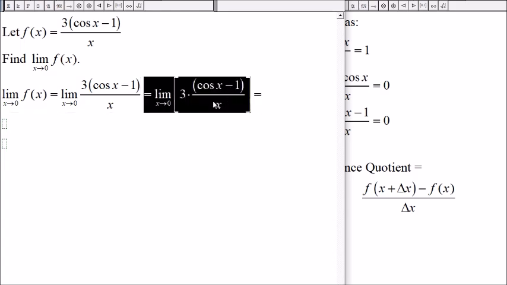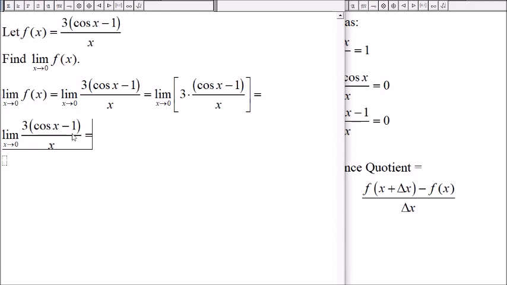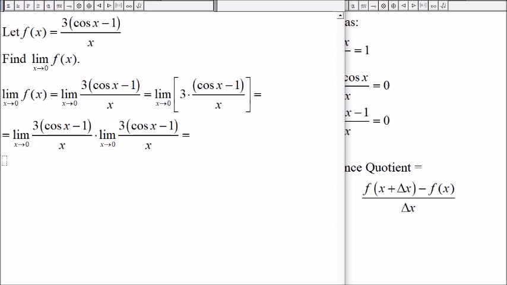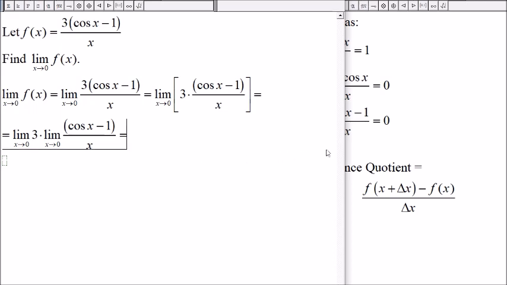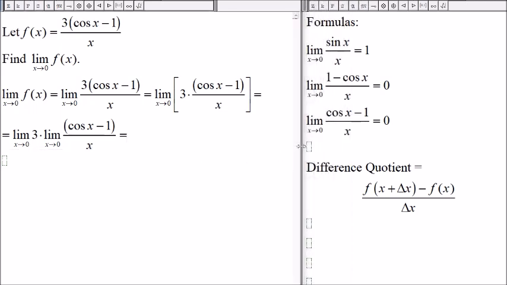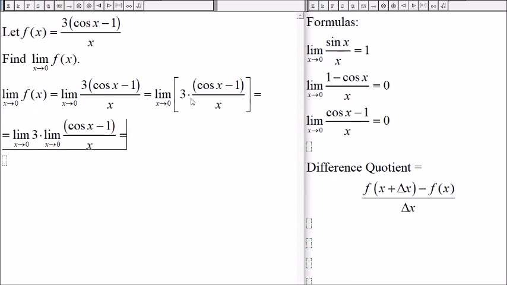Recall that the limit of a product is just the product of limits. So this is the same as the limit of 3 times the limit of cosine of x minus 1 divided by x. So the limit of a product is just the product of limits, and then the limit of a constant is just the constant. And the limit of cosine of x minus 1 divided by x is 0. So here we get 0.